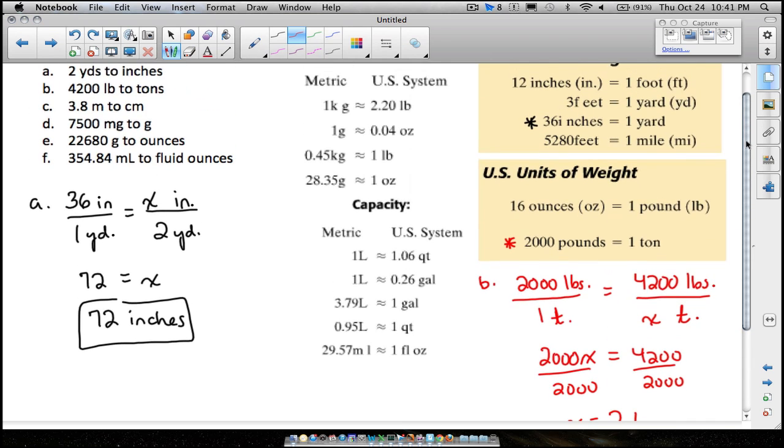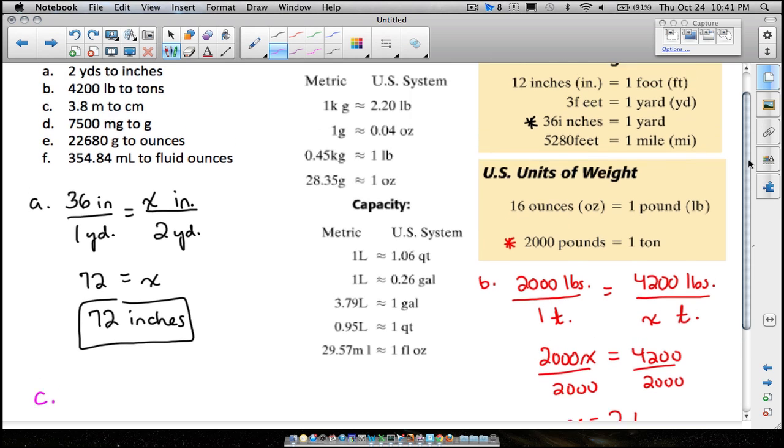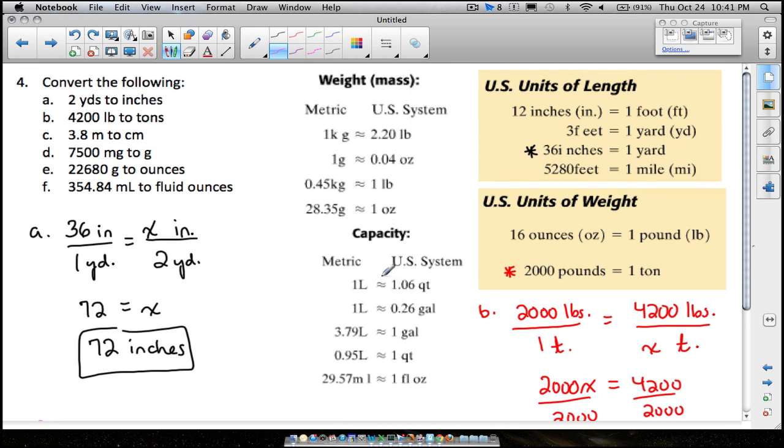All right, question C. 3.8 meters to centimeters. Now I did give you a shortcut in class. Now we're in the metric system. I don't have just a straight up metric system. These I have here convert between metric and US. These two right here, and over here we've already used these. When we're in the metric system, we're trying to convert 3.8 meters to centimeters.